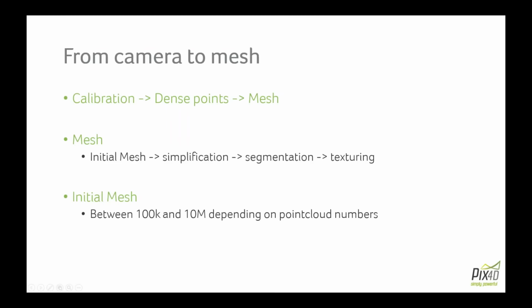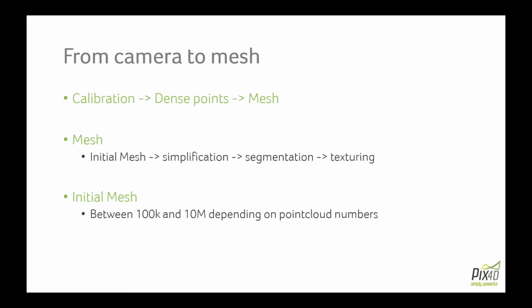So these are the steps basically. You need to first calibrate the project, produce the dense points, and once the dense points are done, you can then create the mesh. And inside of the mesh, first it's going to make tons of little triangles, and because it's too many triangles to be useful, it's going to have a first simplification step.